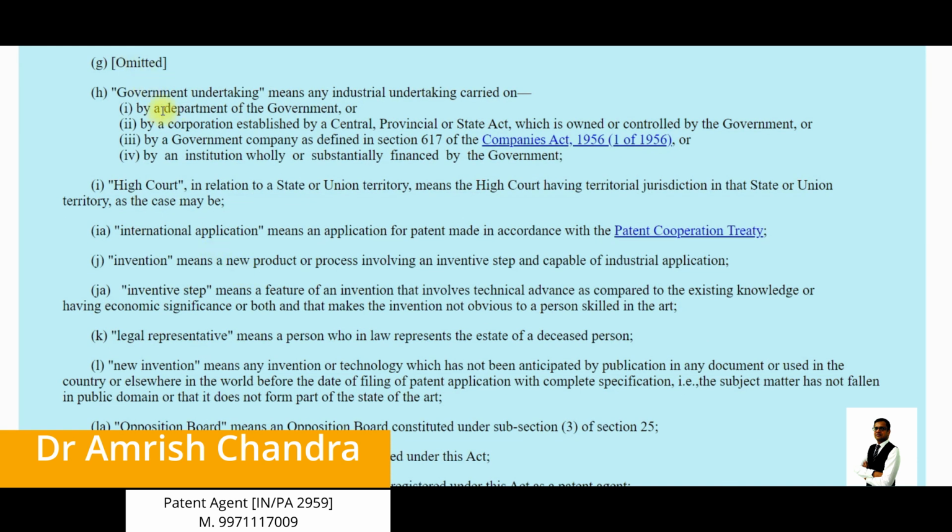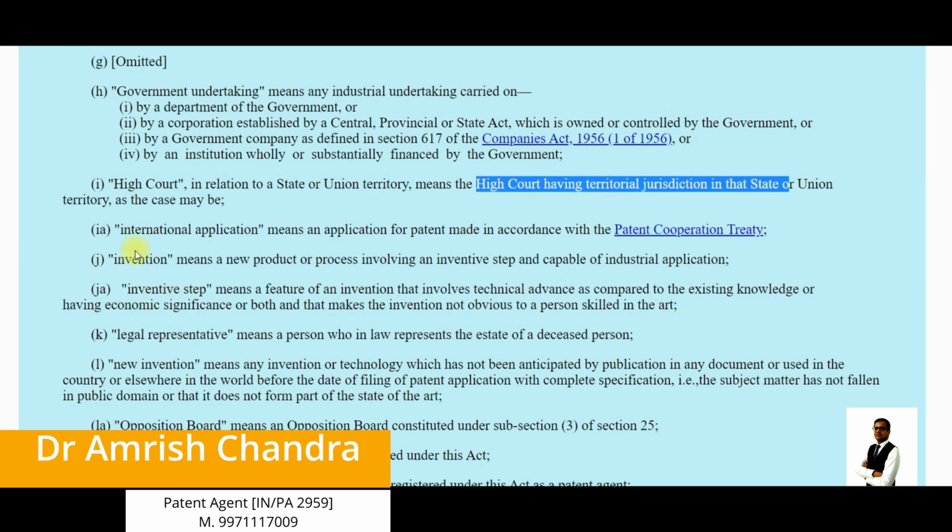Government undertaking: any department of a government, any corporation established by the central or the state government, a government company, or an institution wholly or substantially financed by the government is also called a government undertaking. High Court is the same thing as the High Court, with territorial jurisdiction of the state or union territory. Coming to international application, it means an application for patent made in accordance with the PCT. So if you're making an application in relation to the Patent Cooperation Treaty, it will be called an international application.